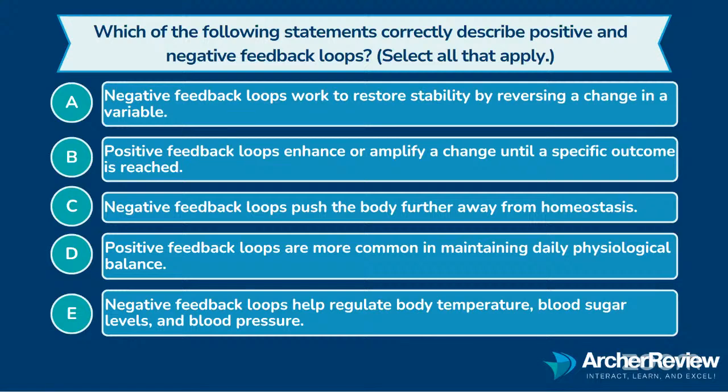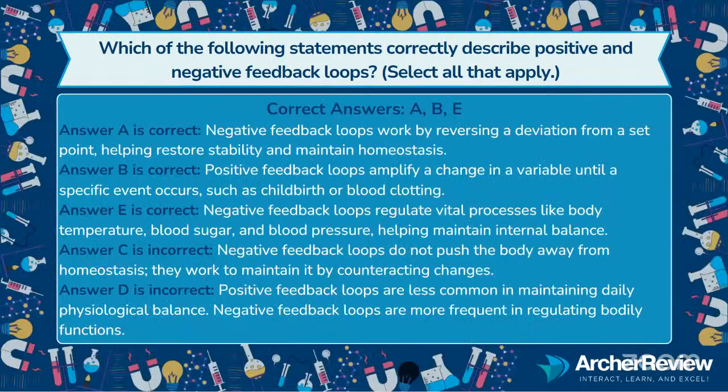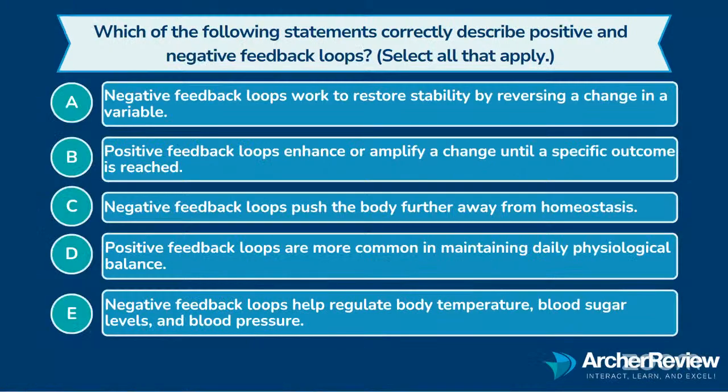Let's see how we did. A, B, and E. And I do see those correct answers out there in many, many cases. So you are knocking it out of the park, folks. Let's break it down. A, negative feedback loops work to restore stability by reversing a change in a variable.